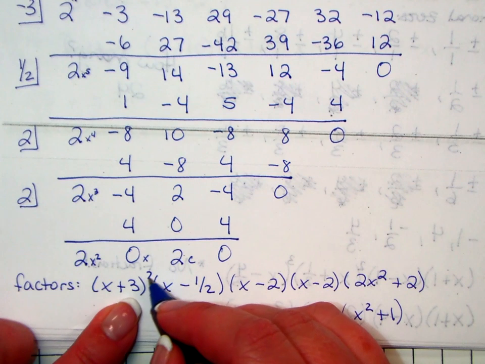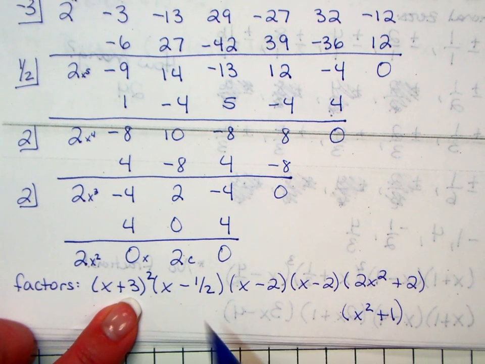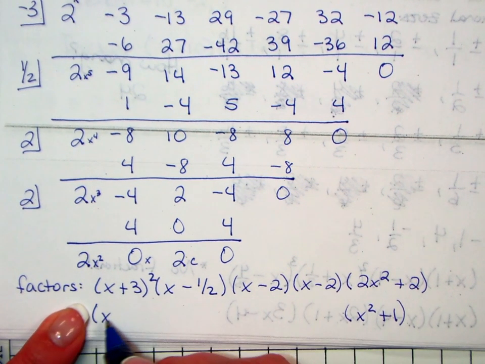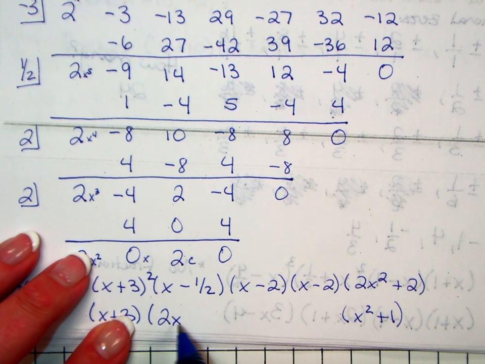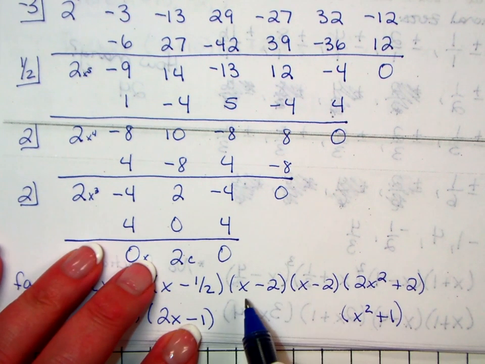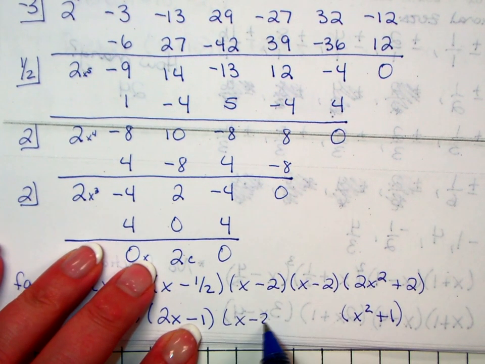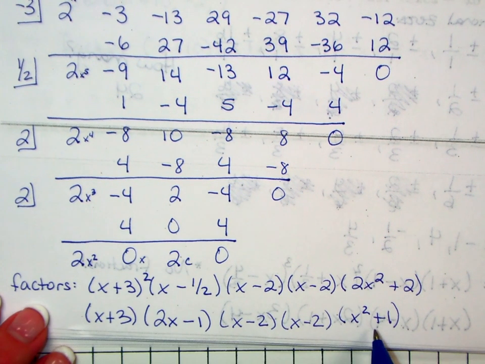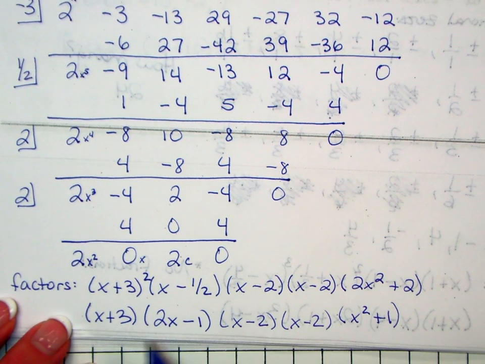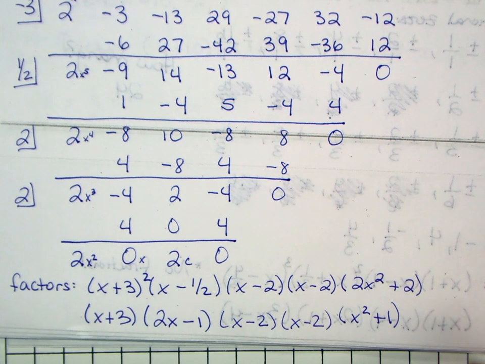And I'm going to take that 2 and I'm going to distribute it here. Right? So I'm going to get x plus 3. I'm going to get 2x minus 1. And then I'm going to get the x minus 2 times the x minus 2 times the x squared plus 1. Here it is factored completely because none of my factors factor any further.